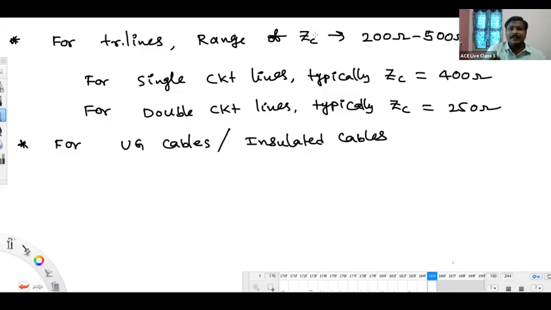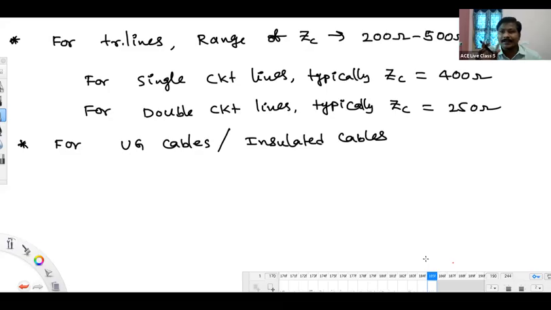Please listen. For these insulated cables, how are the values of L and C compared to an overhead line? Just observe this as an understanding. Just tell me. See, in case of cables, I will tell you in simple words. Listen. In case of cables, the distance between the conductors will be negligibly small.